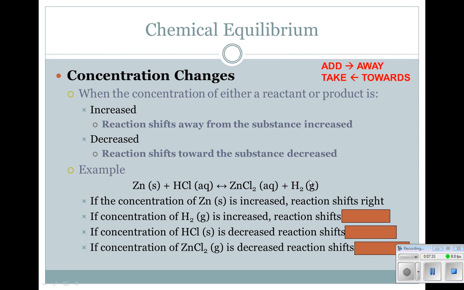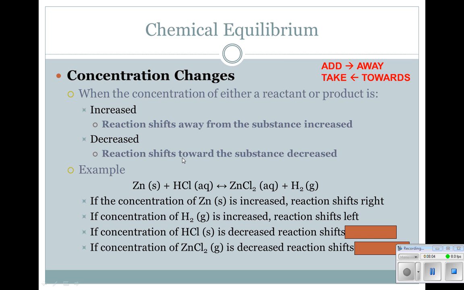If I increase the concentration of H2, which is a product, add away. If I add on the right, I shift to the left. So let's think about this. If I increase my concentration of H2, it's going to collide more with my zinc chloride and therefore increase the rate of the reverse reaction. So which way am I favoring? I'm favoring the reverse, which is going towards the left. So you would say that add on the right, it shifts to the left.